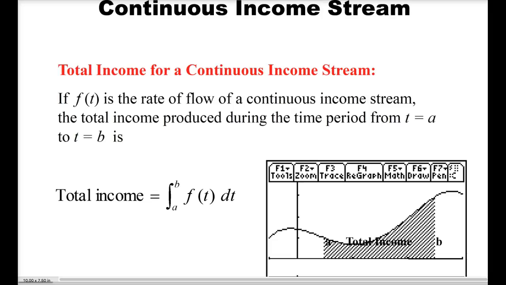All right, so like we discussed earlier, we know that the total income for a continuous income stream, if we have some function f of t that is the rate of flow of a continuous income stream, meaning how much we get per time period, then the total income produced during that time is just the area under the curve, and we can calculate that by doing the definite integral of the function from the lower time period to the upper time period. Okay, so again, just another application of that. So now we'll switch back to our problem to work that out.